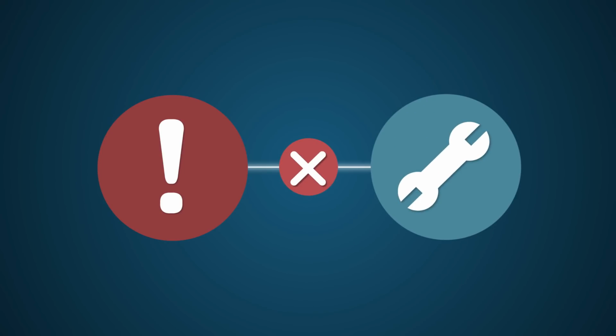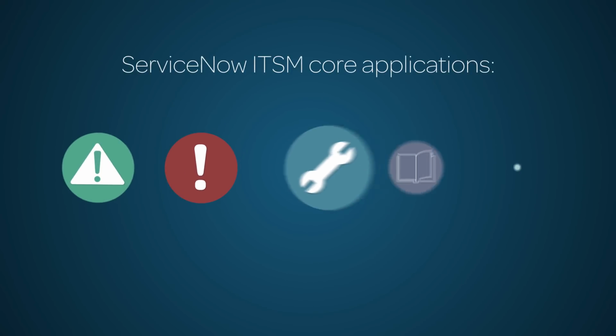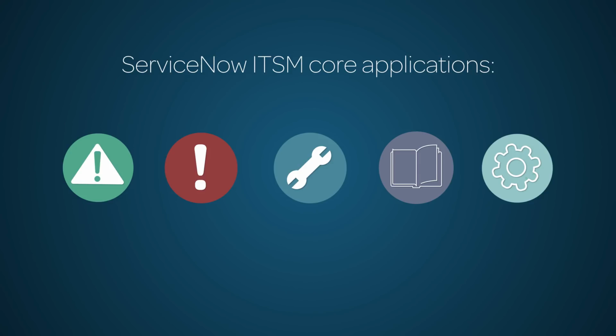Not all incidents are escalated to problems, and not all problems require change requests for resolution. The ServiceNow ITSM core applications are Incident, Problem, Change, Service Catalog, and Configuration. Here's how they work.